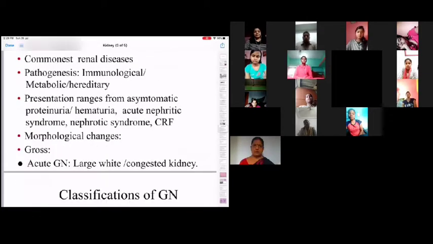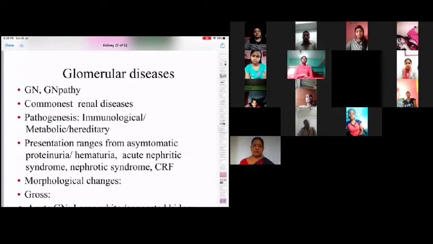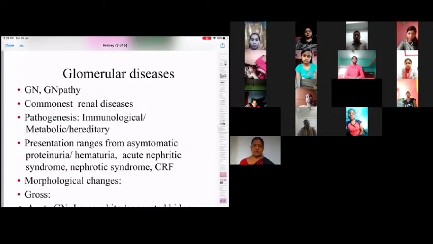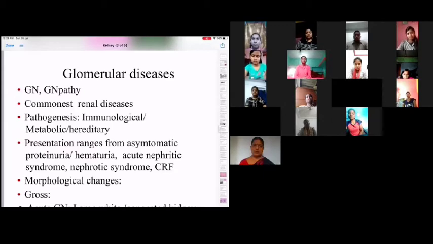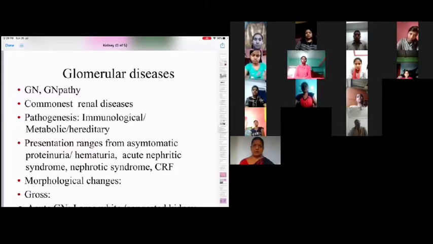Now, the most important kidney disease is glomerular disease. Involvement of the glomerulus causes glomerulonephritis and glomerulopathy. Okay, this is the commonest renal disease. I already told you this is the commonest renal disease.